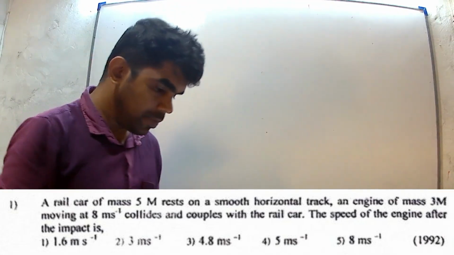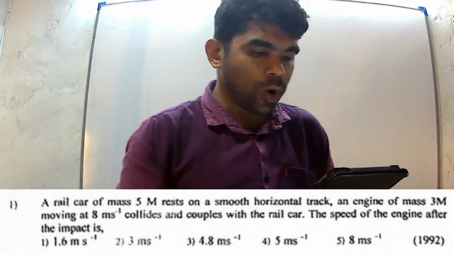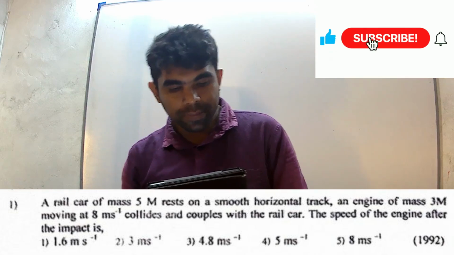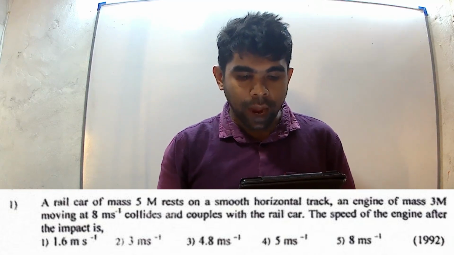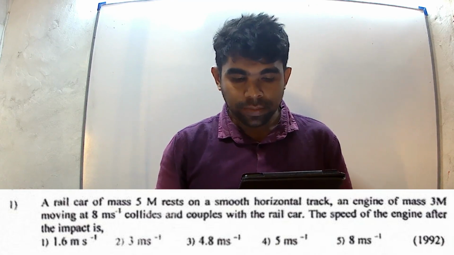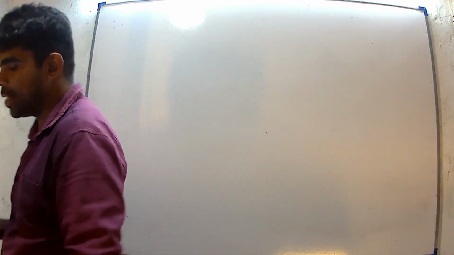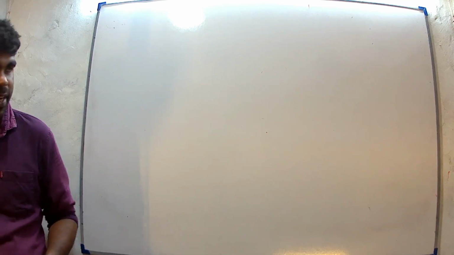Question number 1. A rail car of mass 5m rests on a smooth horizontal track. An engine of mass 3m moving at 8 meters per second collides and couples with the rail car. The speed of the engine after the impact is. There is a collision. Therefore, we have to use conservation of linear momentum.